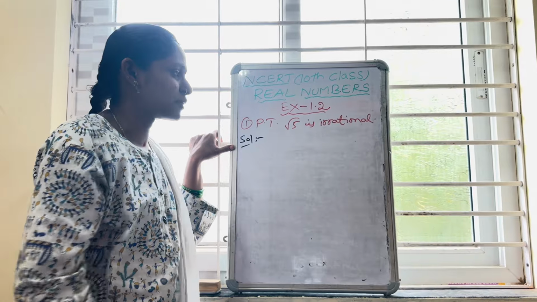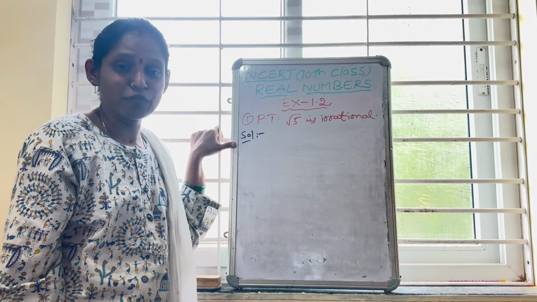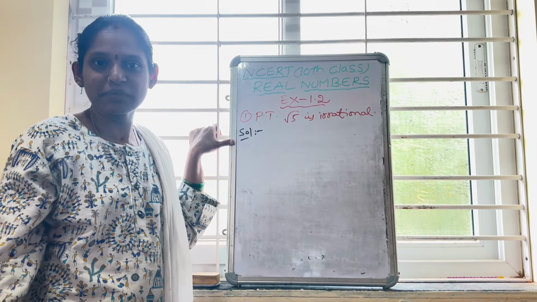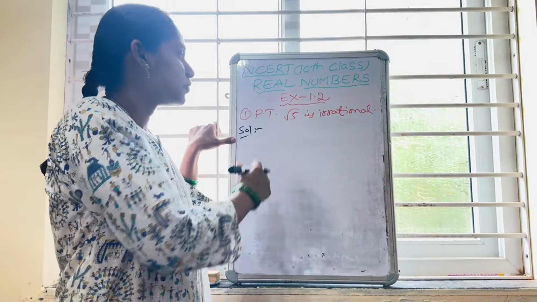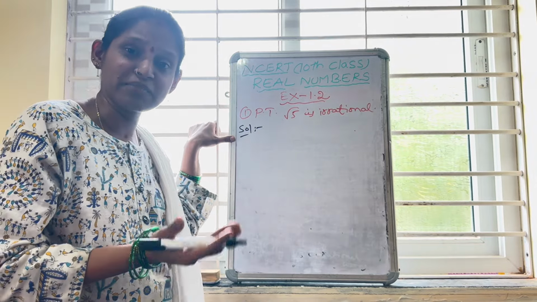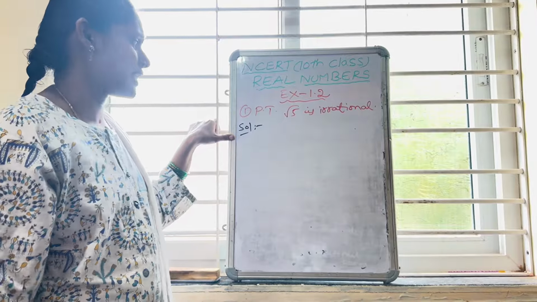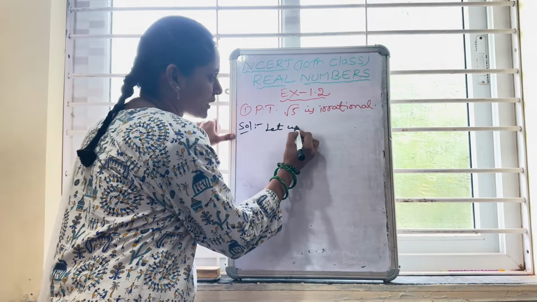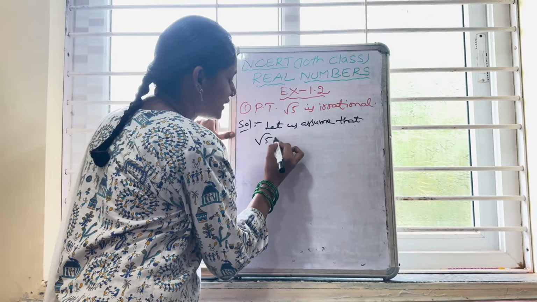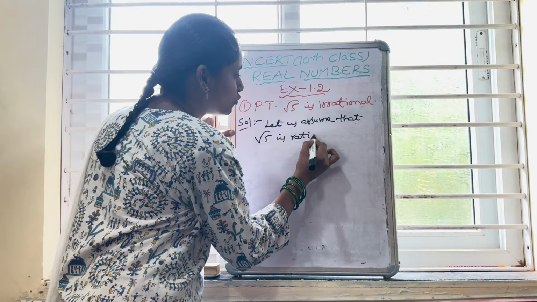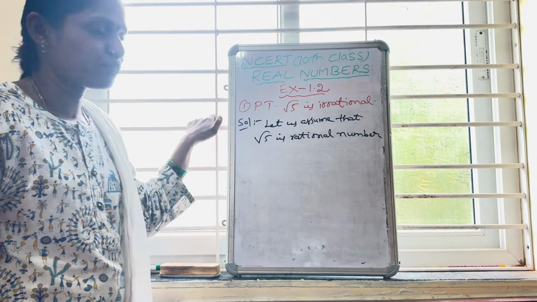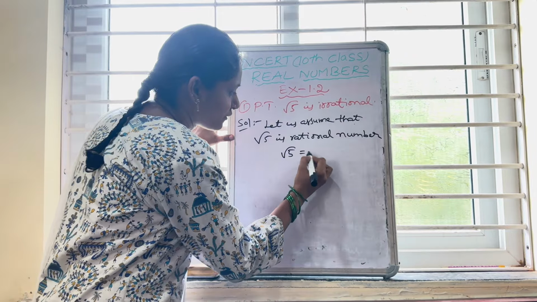See here, next question: prove that root 5 is irrational. Before, we proved root 3 is irrational in the contradiction way. Now, how to prove root 5 is irrational? Same way as the before question, we will follow the same. So, solution. Let us assume that root 5 is a rational number. Rational number means we can write it in p by q form. So write root 5 equal to p by q.